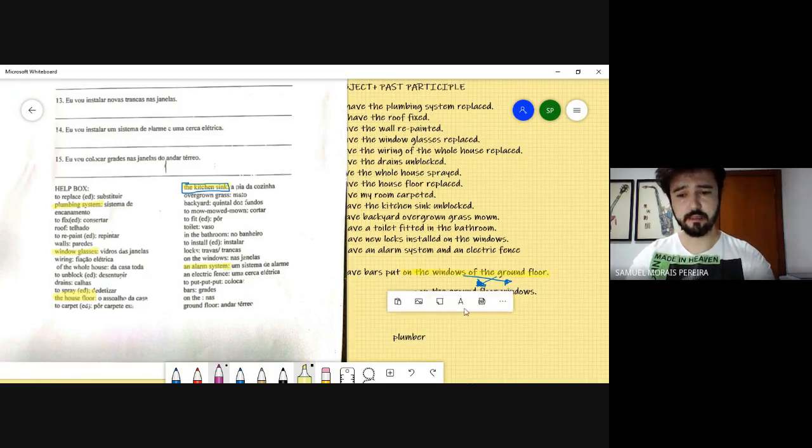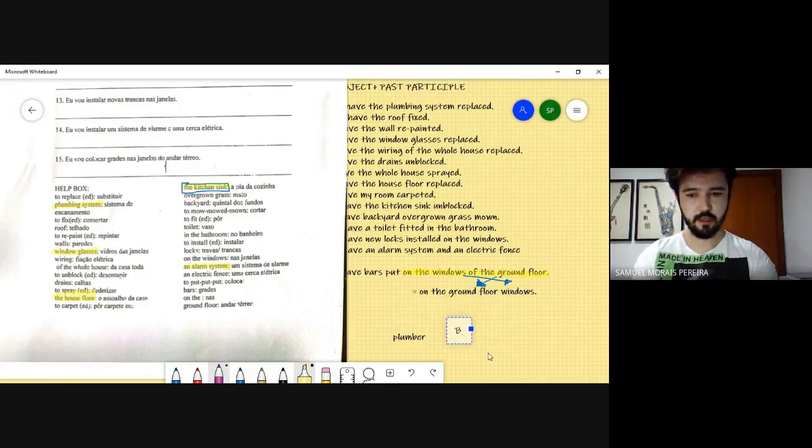The B is silent. You have here a B, which is silent. It's called a silent B, okay? A silent B. That means that we don't pronounce the letter B, okay? We say plumber, plumber, plumber. This happens when you have like this, MB. Every time you have MB no final da palavra, the letter B is silent.